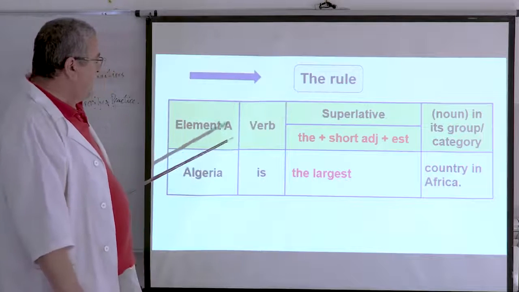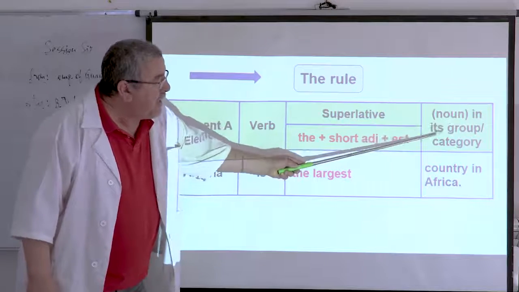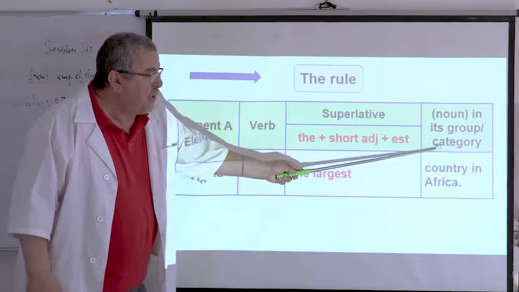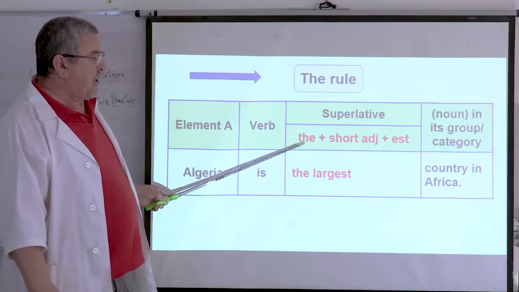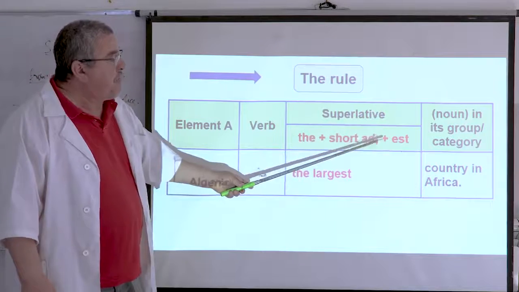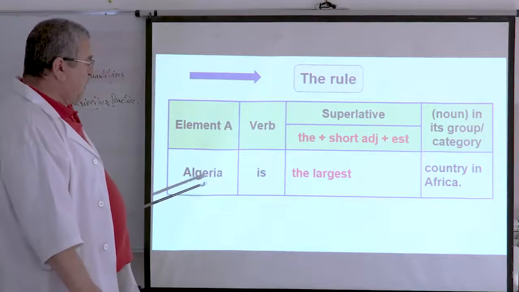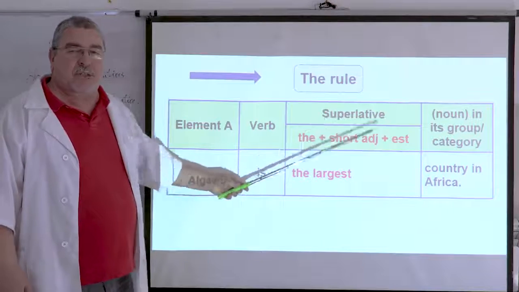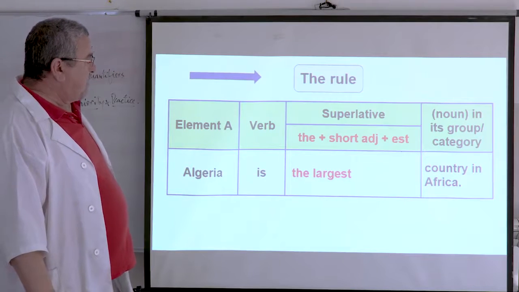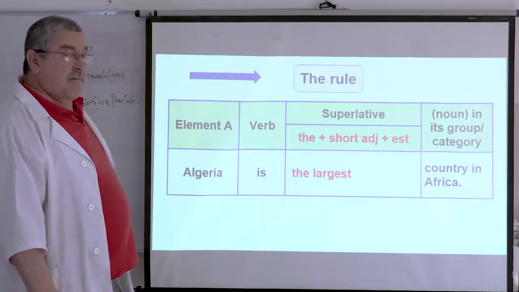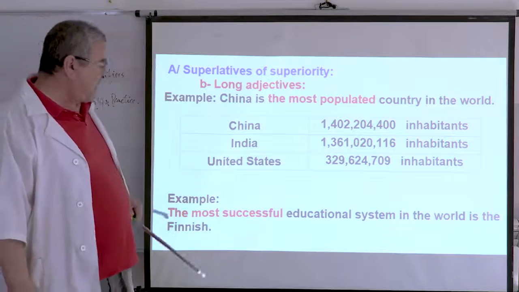with the rule. As we said, we are comparing an element with the other of each group or category. Element A, verb, superlative, that is the plus short adjective plus est, in its group or in its category. We have an example. Algeria is the largest country in Africa. Let's go to some other information about long adjectives. We will have a practice afterwards.